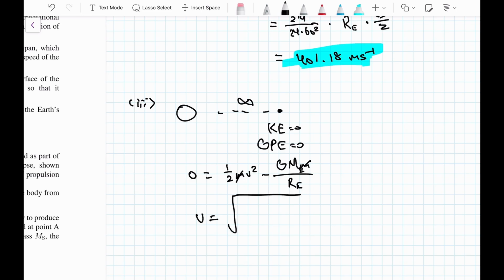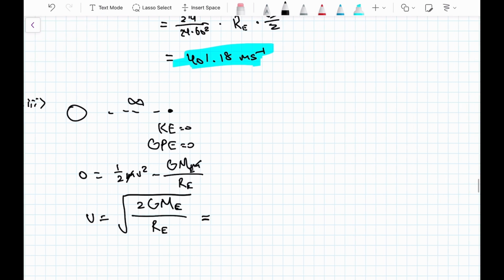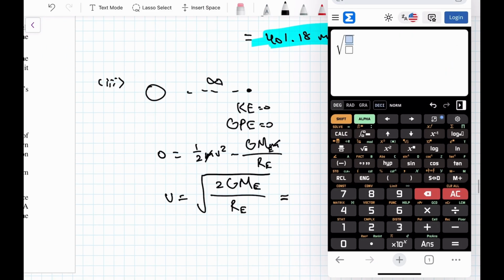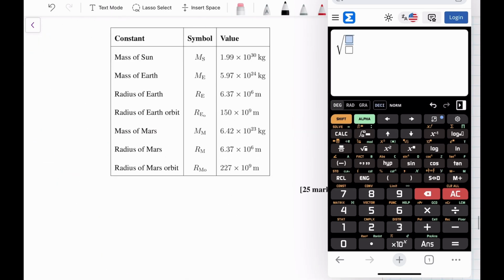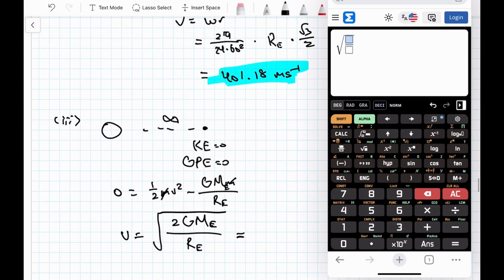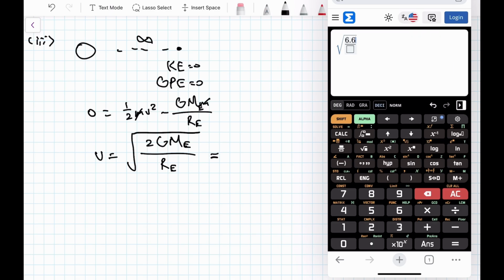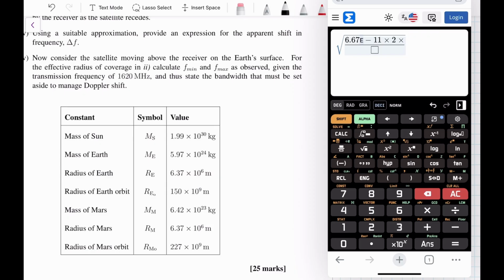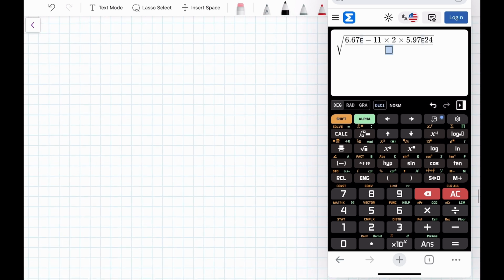So the velocity should be equal to the square root of 2GMe over Re. Did it give G? It didn't give the gravitational constant, so just take its value, which is 6.67 times 10 to the negative 11, multiplied by 2, multiplied by Me, which is 5.97 times 10 to the 24, over Re, right?